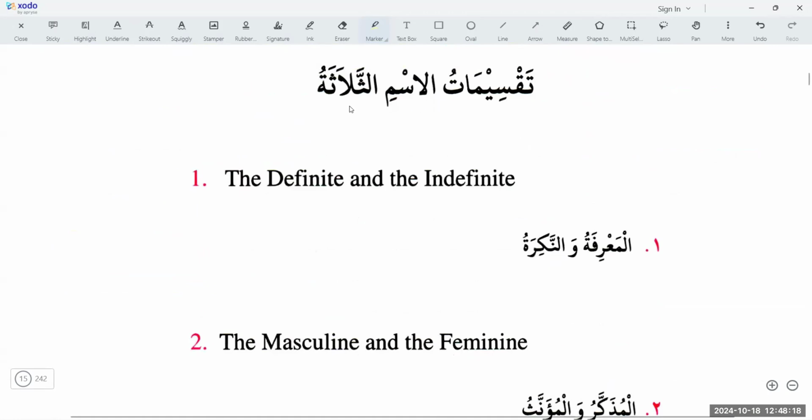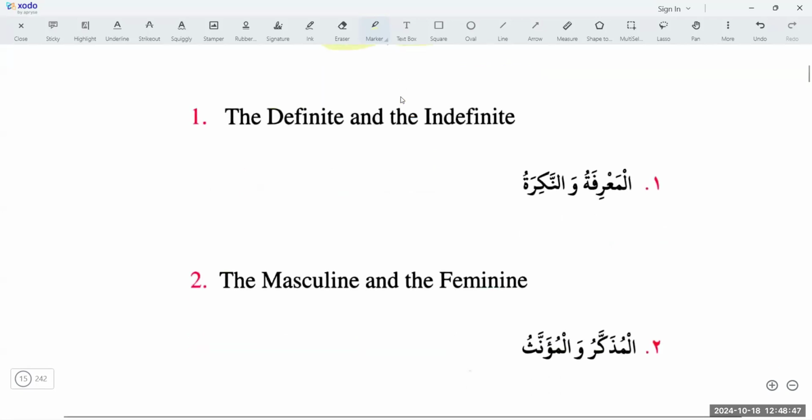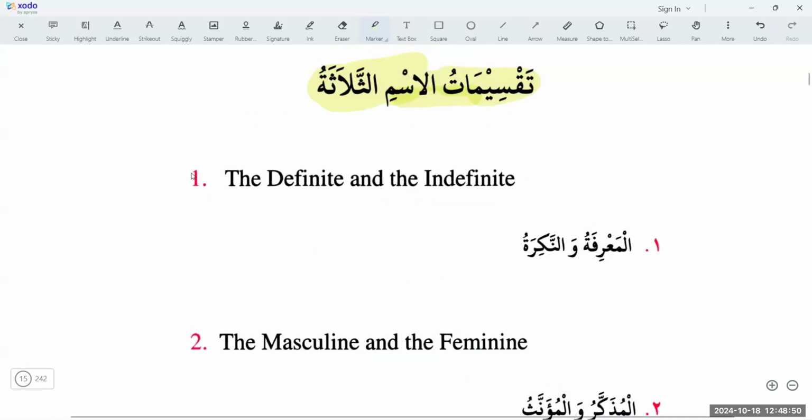Taqsimatul ismis salasatu. There are three kinds, three classifications of the ism. Now we are learning about the ism. Above, we had just learned the definition of the ism. Now we are going to learn more about the ism. The first is the definite and the indefinite.